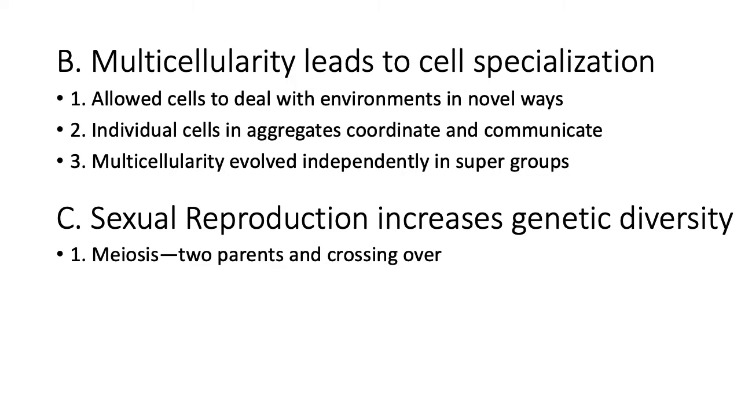Another thing that sets eukaryotes apart is that some eukaryotes can be multicellular, and when you are multicellular, you can have cell specialization. So cells carry out just specific jobs for that organism. This allows cells to deal with environments in new ways. Cells talk to each other, they coordinate, they work together. Based on those six groups that I just showed you, like the excavata and the other ones, multicellularity has evolved independently in those supergroups. So it wasn't multicellular and then everyone branched off from it. It appeared in those supergroups by themselves.